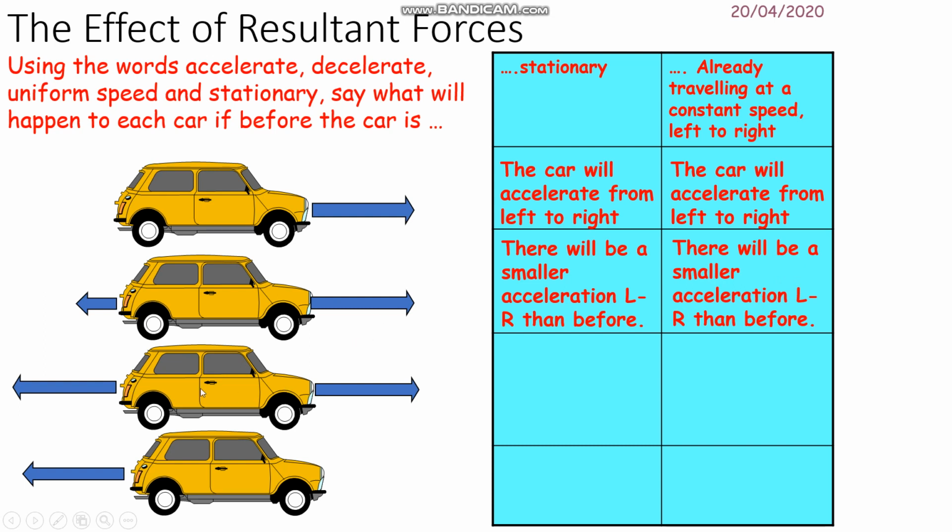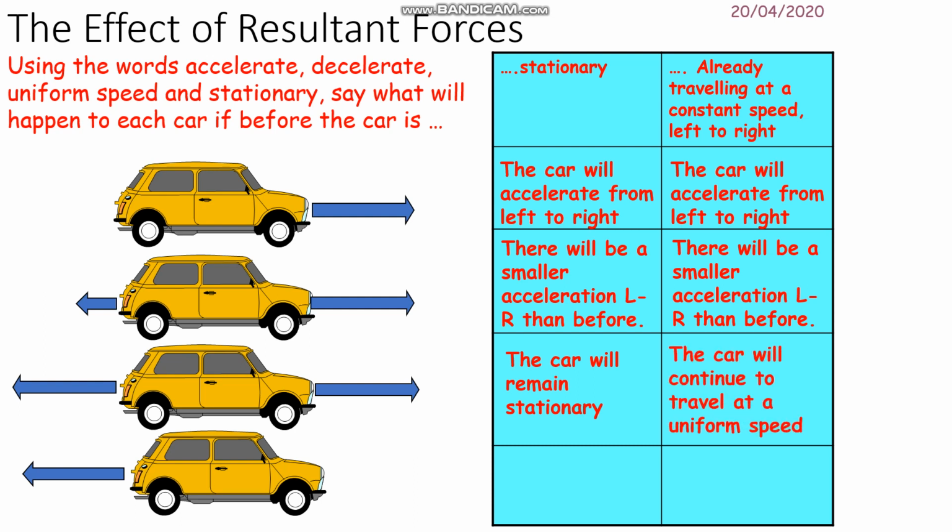The third diagram here is meant to show two forces which are equal in size but opposite in direction. Now if you add those together, the resultant force will be zero, just like with the tug of war team, which are balanced. So remember, if the resultant force is zero, it won't affect the motion of the body. So if the car is stationary to begin with, it'll remain stationary. And likewise, if it's travelling at a constant speed, it will continue to travel at a constant or uniform speed. That word uniform means the same.